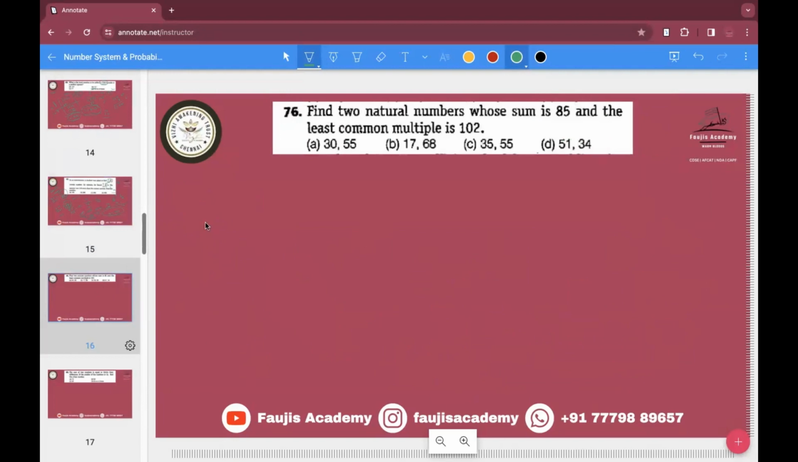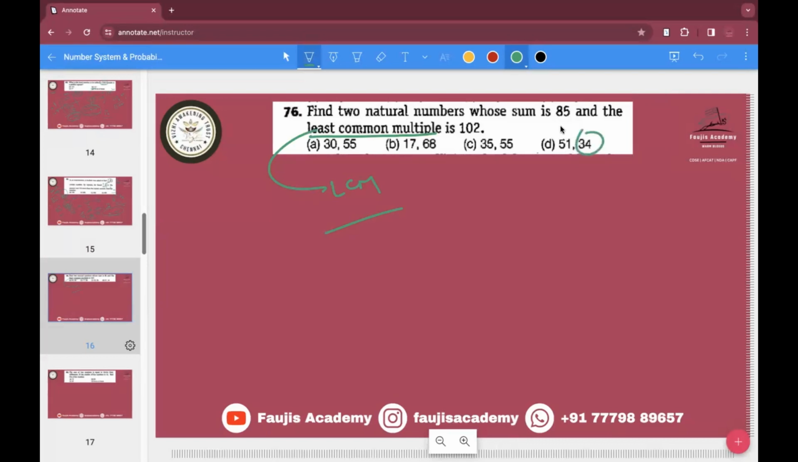Okay. Find two natural numbers whose sum is 85 and the least common multiple is 102. Is it LCM? Guys, give me the answer quick. 10, 9, 8, 7, 6, 5, 4, 3. Okay, take your time. No worries. Is it D? Yeah, absolutely, it's option D.